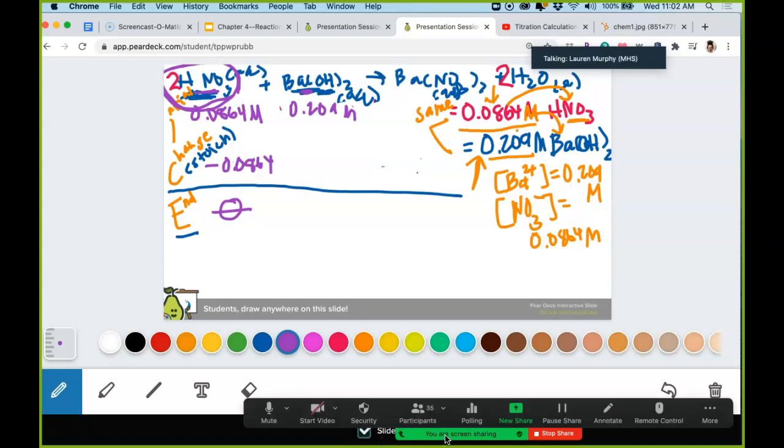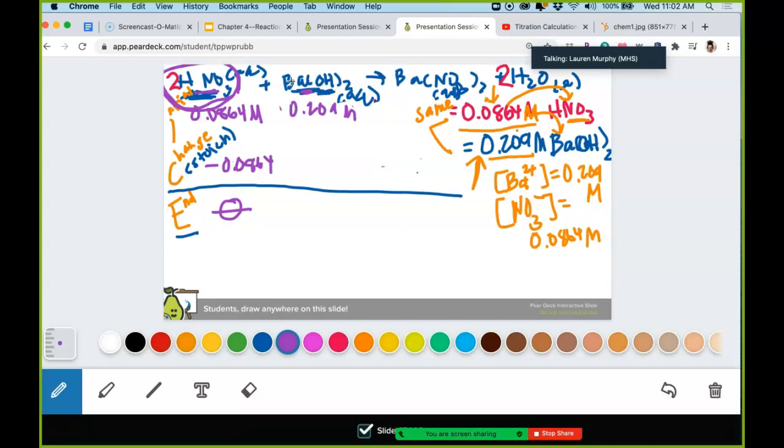Which means if I have no nitric acid, who do I have? I have barium hydroxide in excess or left over. How much? Well, I don't know. Do mole ratios. How much of this guy reacts? Well, if 0.0864 of the nitric acid react, for every 2 nitric acids that react, 1 barium hydroxide reacts. This is not new. This is stoichiometry. We're just using molarity instead of moles. That's the only difference. So I get 0.0864 divided by 2.